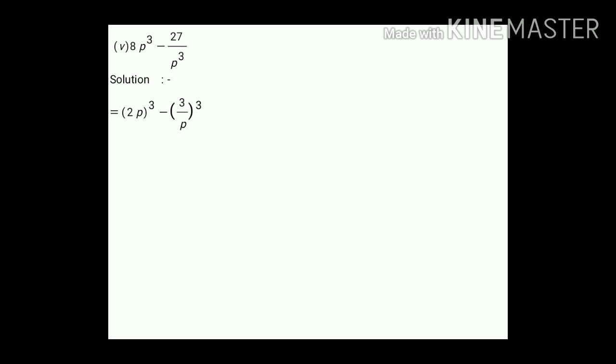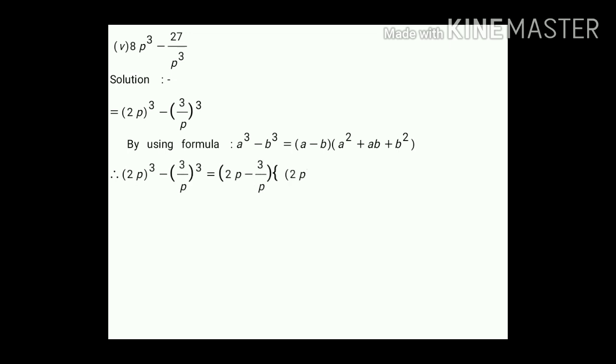Now here we have to use the formula, children. By using the formula a cube minus b cube equals (a minus b)(a square plus ab plus b square), therefore (2p)^3 minus (3 upon p)^3 equals (2p minus 3 upon p) in one bracket, children, in another bracket (2p)^2 plus 2p into 3 upon p plus (3 upon p)^2. Now, children, we have to solve.